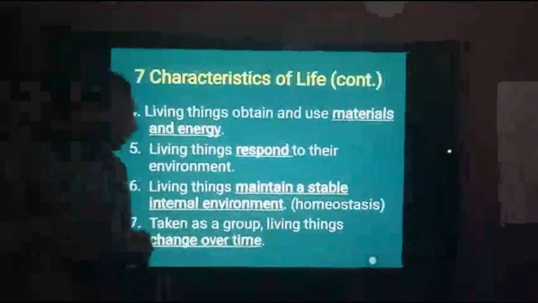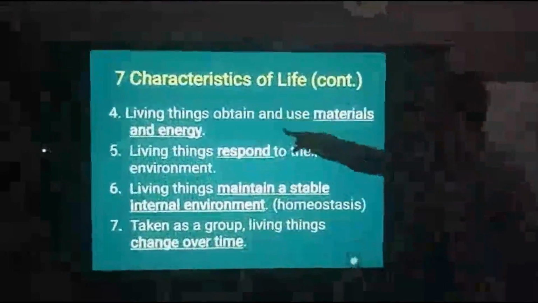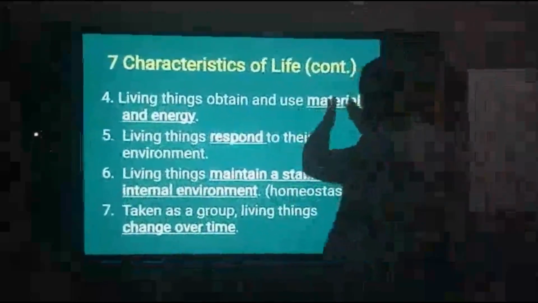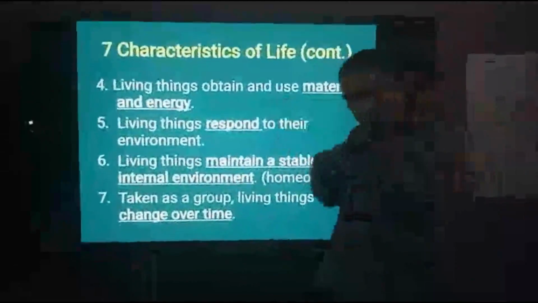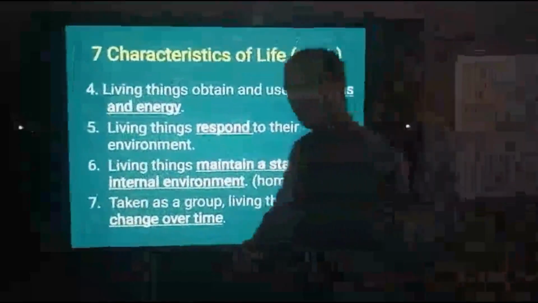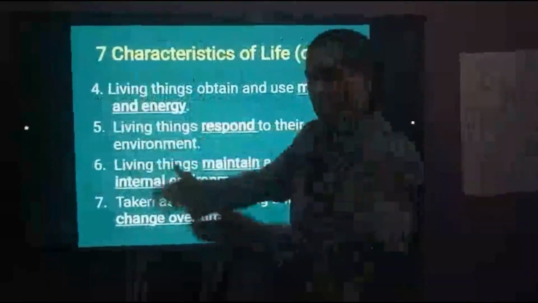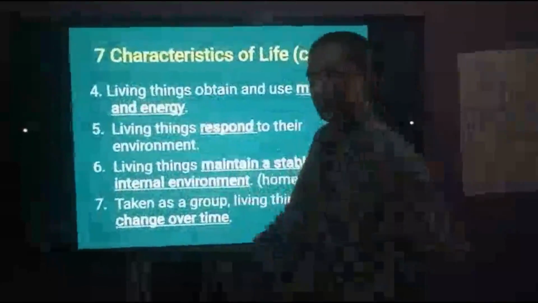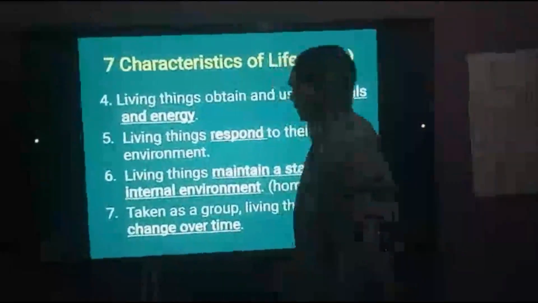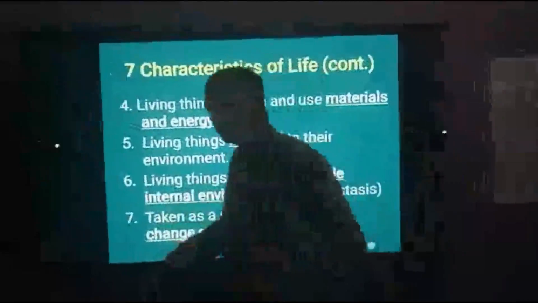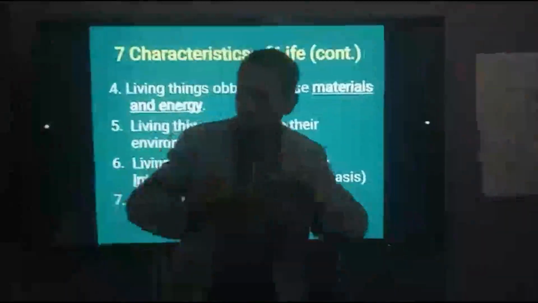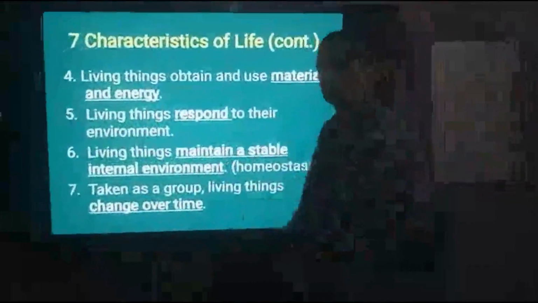Okay, please. So now, according to the fourth characteristic, living things obtain and use materials and energy. Here, what do we mean by materials? If we consider humans, we refer to materials as foods. But for animals like a cat or dog, we call them feeds. Normally when we eat food, through the metabolic process inside our body, it generates energy.